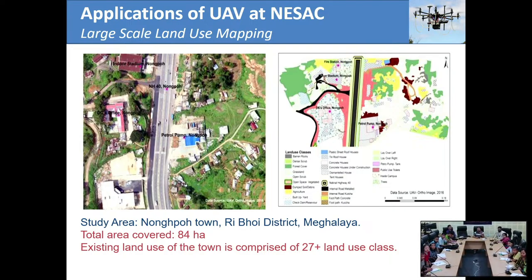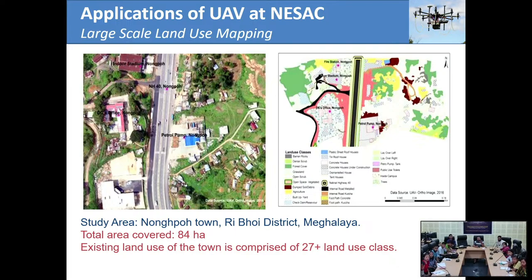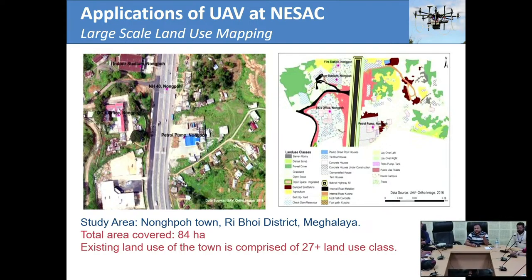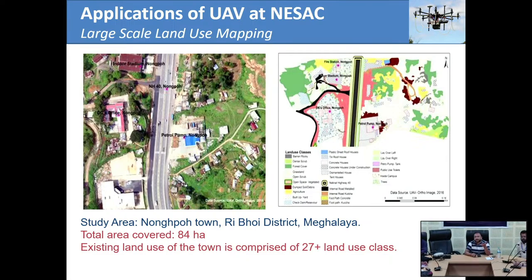So how much area is covered, in total 727 plus land use classes are there. You can see the drainage pattern of the city or town, you can see the building structures or waterlogged areas or traffic areas. So all these things are possible using land surveying.